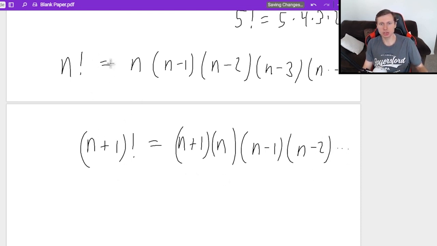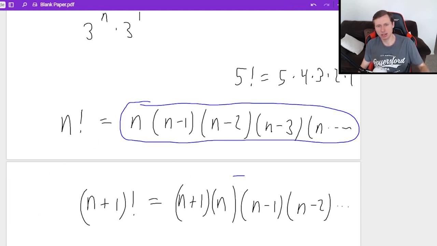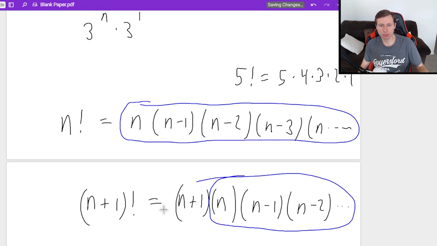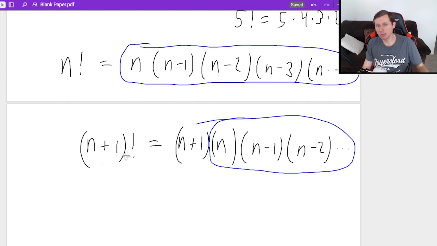Now, these two things are almost identical to each other. See how n factorial is almost the same thing as n plus 1 factorial? As a matter of fact, if I circle this part and this part, I would argue that those parts are the same, and they are. So basically what I'm trying to say is, if you want to simplify n plus 1 factorial, then you would just write quantity n plus 1 times n factorial.